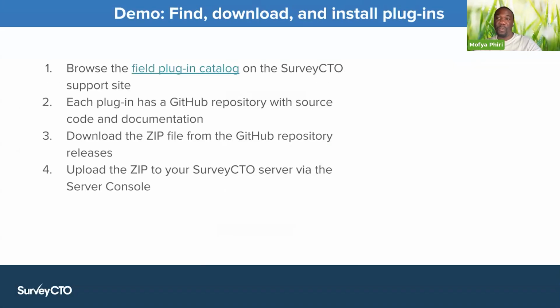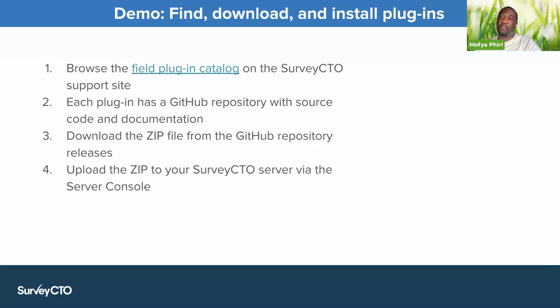Okay, so moving from talking about them, let's think about how we actually use them. The starting point is going to the field plugin catalog in the SurveyCTO Support Center. You'll find the list of all the field plugins that we have published. Within there, you'll find a link to the GitHub repository for each field plugin, and you can download that zipped file.